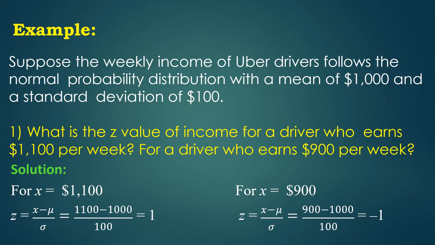So for the first question, we just have to apply the rule that the value of z will be 1,100 minus 1,000, which is the mean, over the standard deviation. So the corresponding z value for the value of x, $1,100, is 1. Applying the same rule for the second question, we find that the z value equals -1. So it's 900 minus 1,000 over 100.